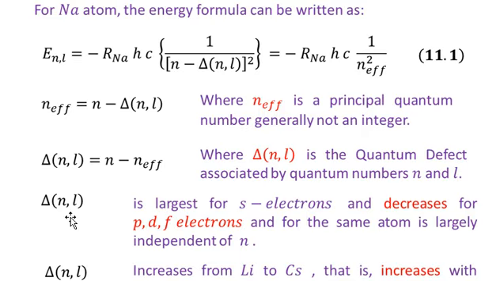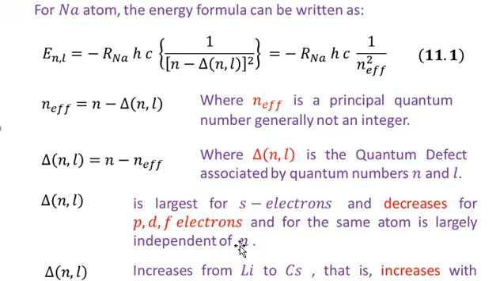So delta as a function of n and L is largest for the s electron, because the s electron comes closer to the nucleus, and decreases for the p, d, f electrons. For the other electrons which do not come much closer to the nucleus in comparison with the s electrons, the quantum defect parameter delta of n, L will decrease for the p electrons, decrease further for the d electrons, and also decrease further for the f electrons, and for the same atom it is largely independent of n.